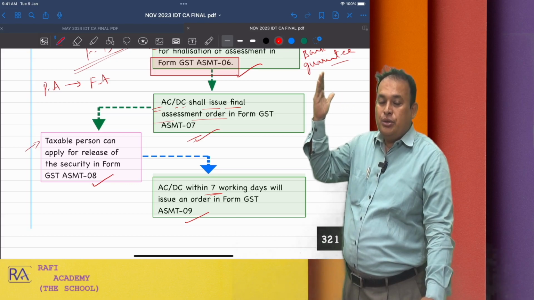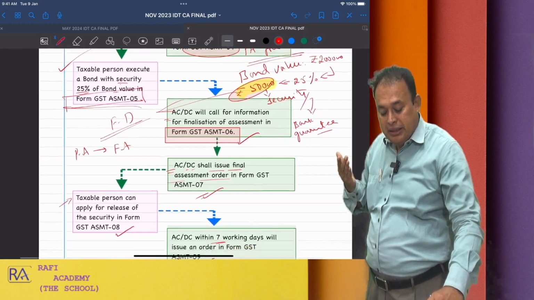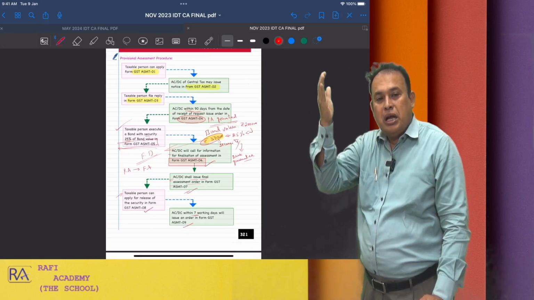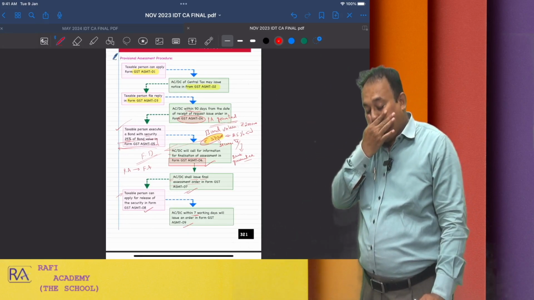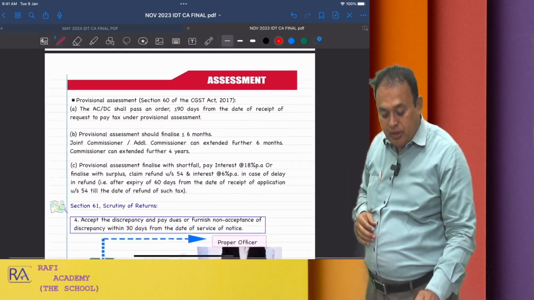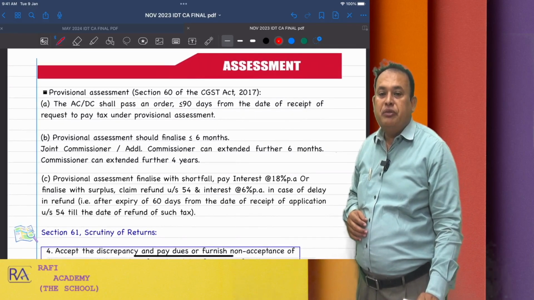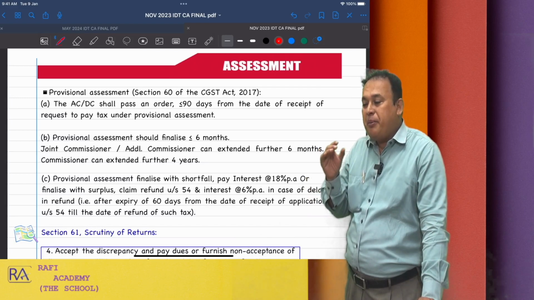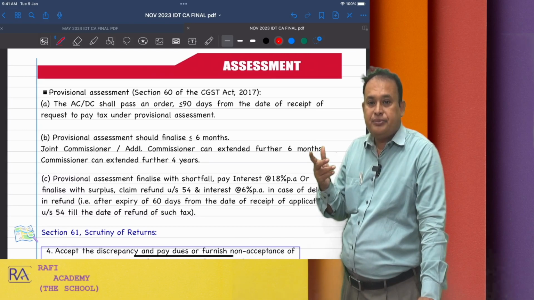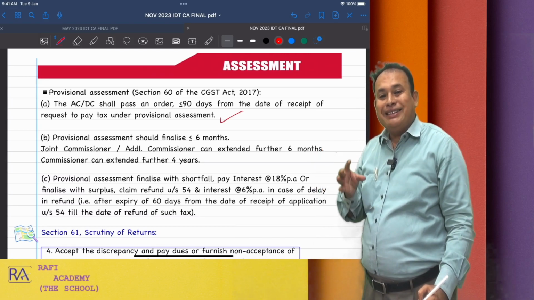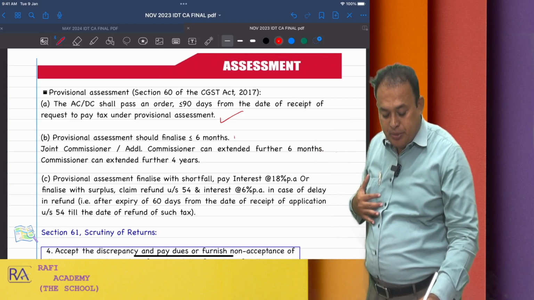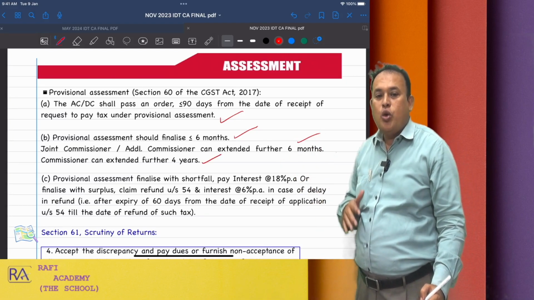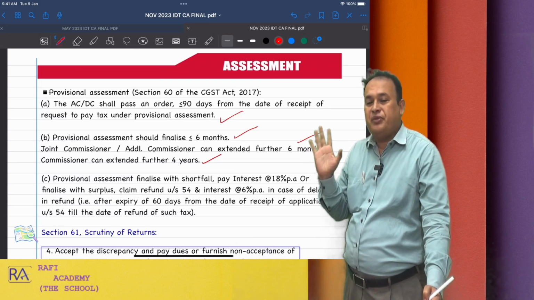So, ASMT 01 to ASMT 09, the flow from top to bottom, has been explained to you. Further, my dear friends, I told you with regard to provisional assessment: it should be granted within 90 days from the date of receipt of the application. And the time limit for PA to become FA is 6 months. If not, a further 6 months. If not, a further 4 years. Over a period of 5 years, it should become finalized.